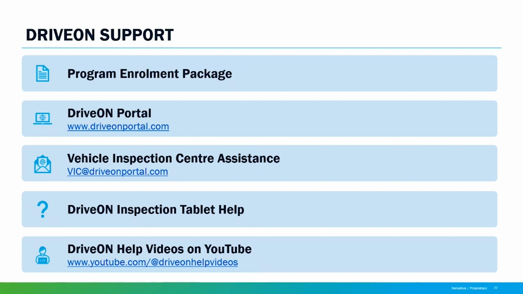All vehicle inspection centers do have access to the VIC assistance line. If you email us, please ensure you provide your VIC name and VIC ID number in the email so we can better assist you. A help feature is available for technicians on the inspection tablet for each screen. This will provide technicians with helpful information for the current portion of the inspection they are on. And you can also visit our YouTube channel to watch many helpful videos.